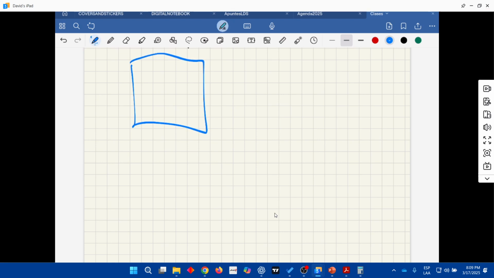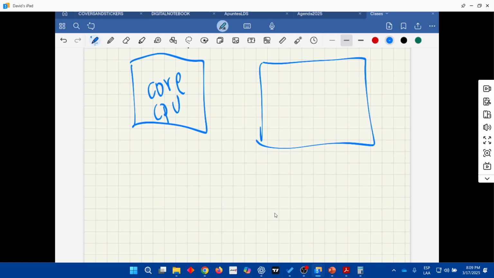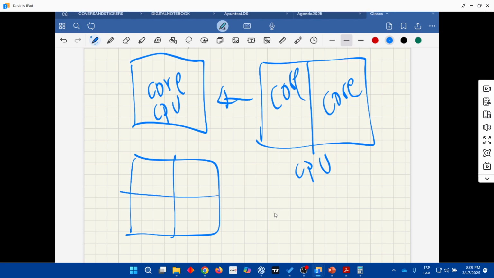Let's suppose this is a core. This is the CPU that has one core. Possibly you are going to have another CPU, the same CPU but with two cores. That means this is going to be faster than the first one. This is dual core. And for example, you have this one with core, core, core, core. This is faster than this one. That means this is a quad core.